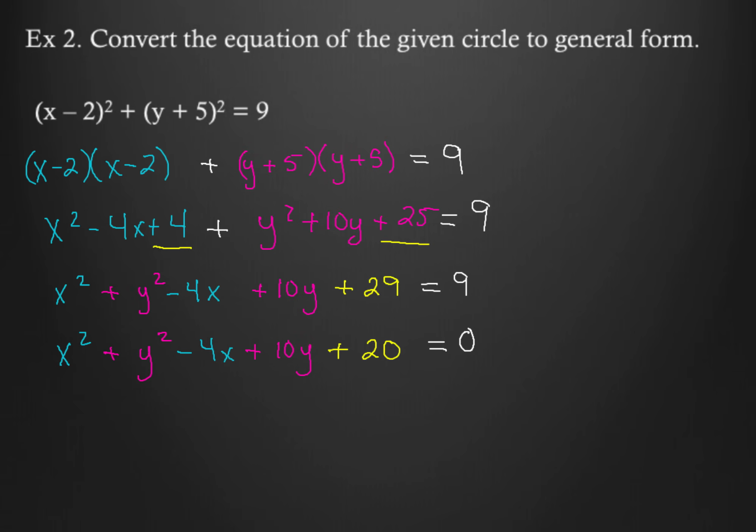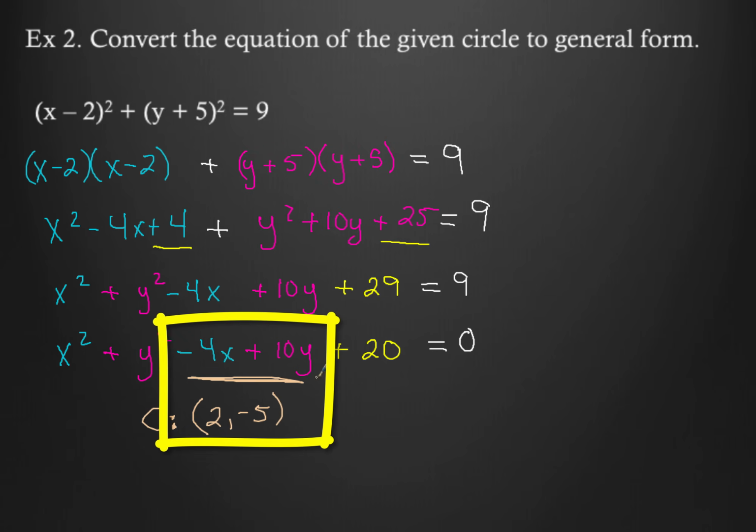Now here's something I want to see if you can pick up a pattern for. Check this out. These two terms right here, our C term and our D term. Notice in my original equation, I had x minus 2 squared plus y plus 5 squared, which tells me that my center is going to be at 2, negative 5. How are those two numbers related to my C and D term? You think you see a pattern?